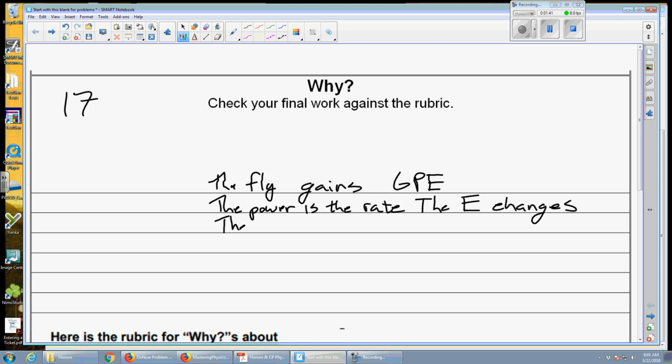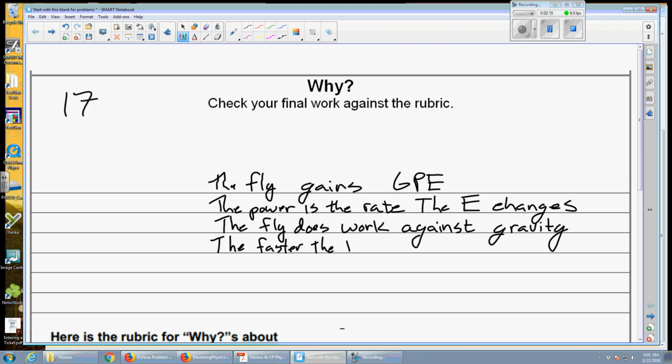So the fly does work against gravity. I probably would put one more sentence in here, something like, the faster the fly works, the more power. So those are kind of my key ideas.